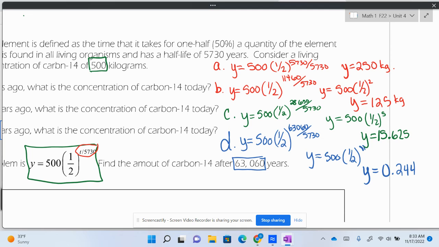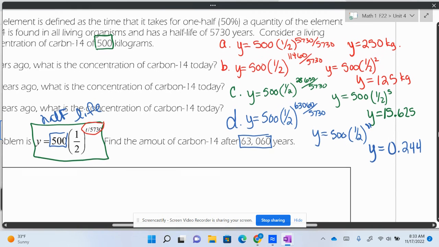Okay. Are we good with this? Do we have this written down? So you do have a question in your homework about half-life. And this is the formula that you're going to use. This is how you figure out the half-life. The only difference is this starting amount. You may be starting with 100 kilograms or 200 kilograms or whatever, but that's how you calculate half-life. Okay. Are we good? Okay.